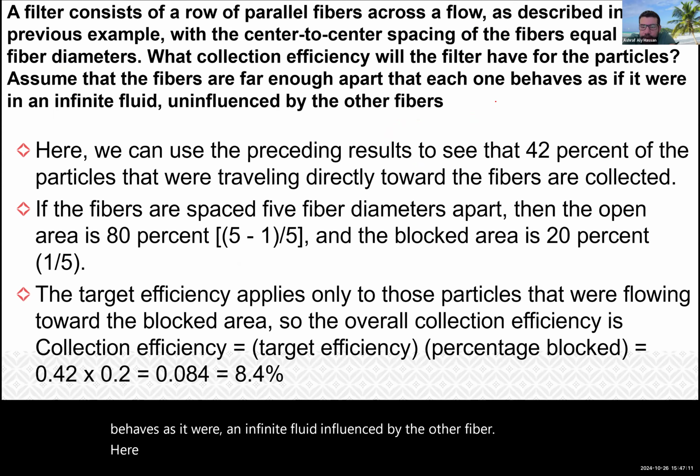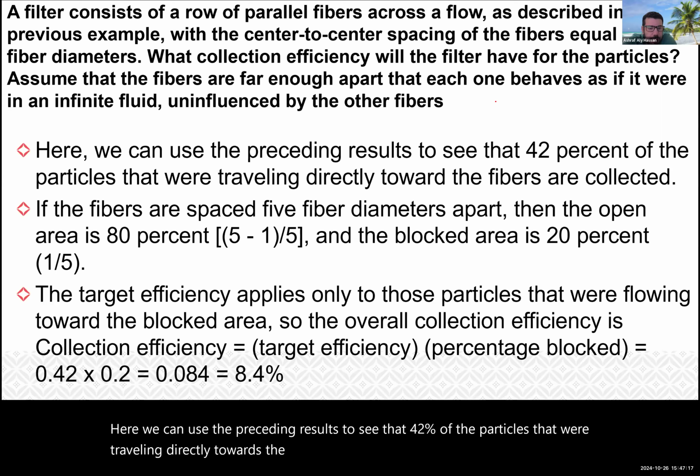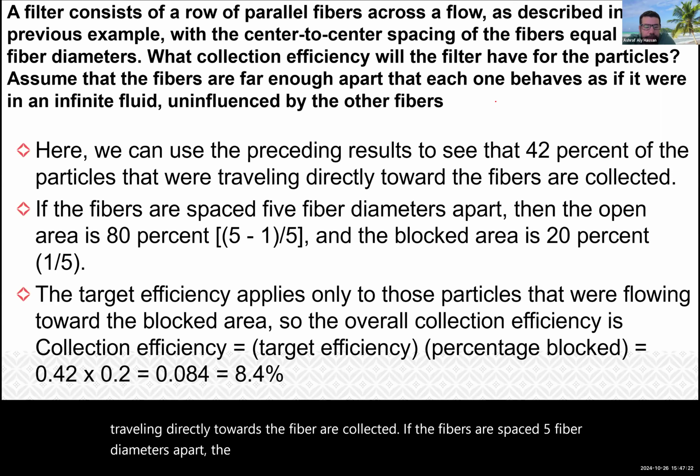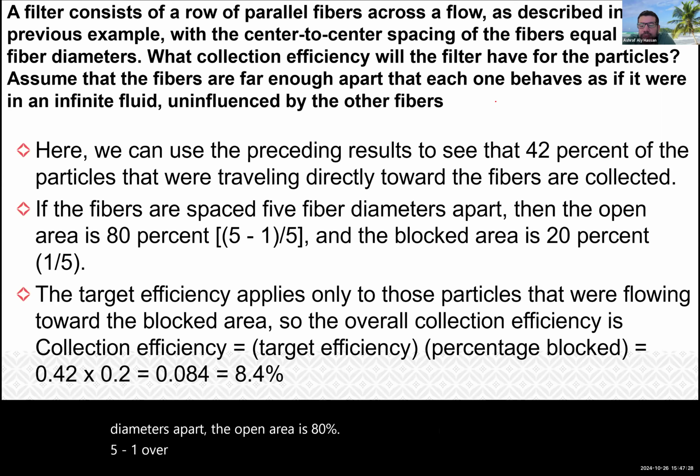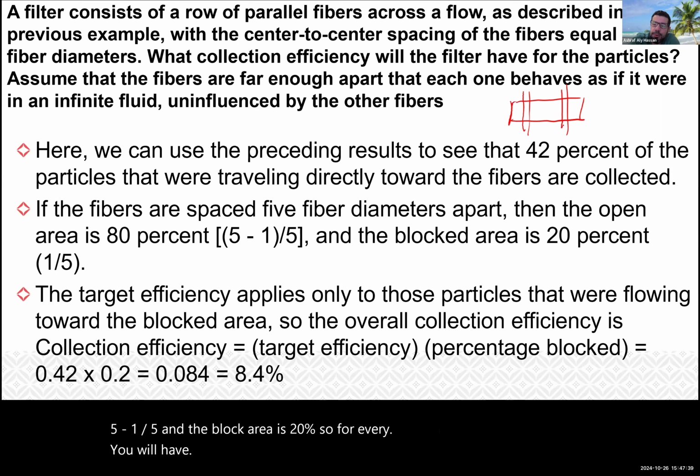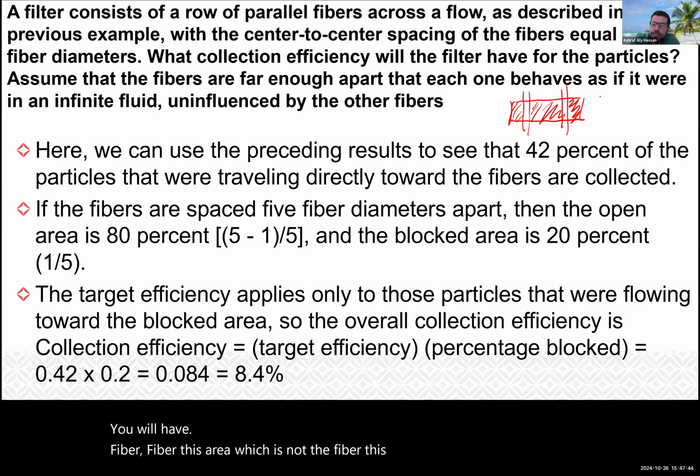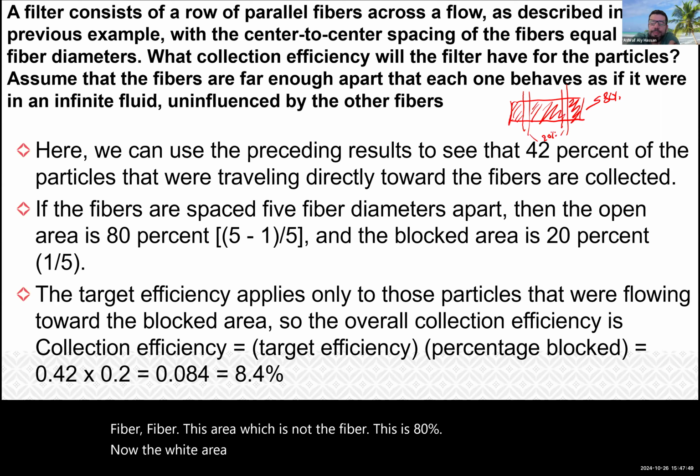Here we can use the preceding results to see that 42% of the particles that were traveling directly towards the fiber are collected. If the fibers are spaced 5 fiber diameters apart, the open area is 80%, that is 5 minus 1 over 5, and the blocked area is 20%. So for every meter, you will have fiber. This area, which is not the fiber, is 80%. Now the blocked area will be 20%.